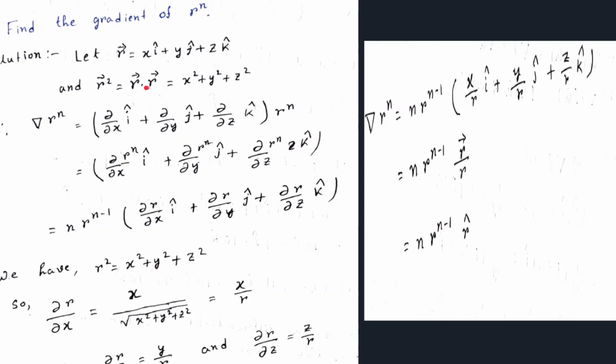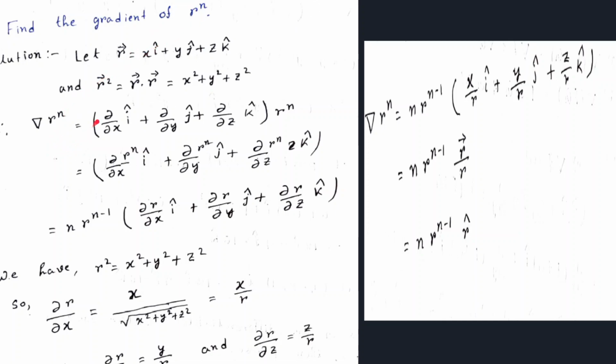r square is equal to r dot r, which can be written as x square plus y square plus z square. This is because in the dot product, i dot i is 1 and the cross terms vanish, since i dot j is 0. Okay, now we have to find the gradient of r to the power n.